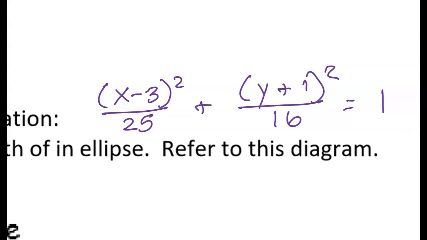Any questions on how we got that? This is going to pop up on your homework. It's also going to pop up in another place. So make sure you know how to do this. Yes?